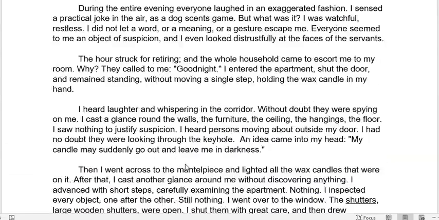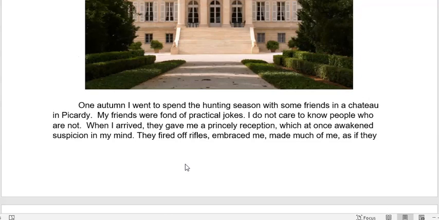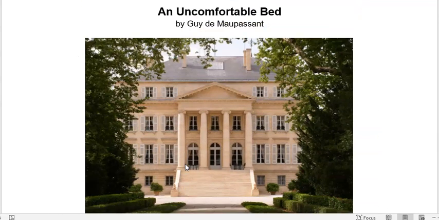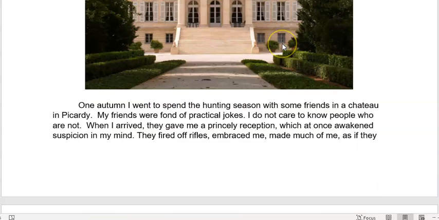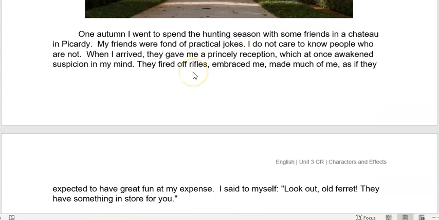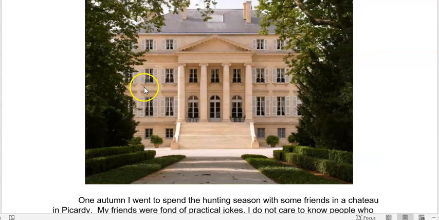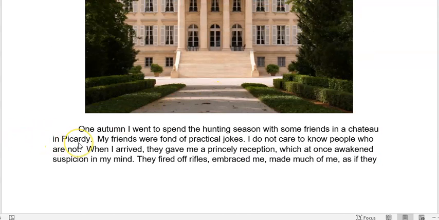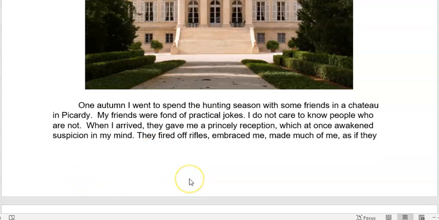Okay, so let's take a look at the story. An Uncomfortable Bed. In the beginning, we have our setting. It's autumn. It's hunting season. It takes place in a chateau, which is just a big fancy house in Picardy. We're not told where Picardy is, but that's the setting of the story.